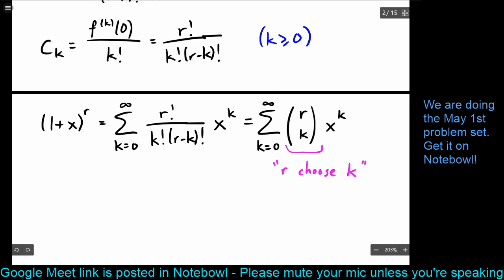Right? So another interpretation of this number, if any of you have done some kind of probability counting stuff before, is this: you have a box full of r different items, right? Then the way you compute this, the k stands for how many of those items you want to pull out, right? So there you go.